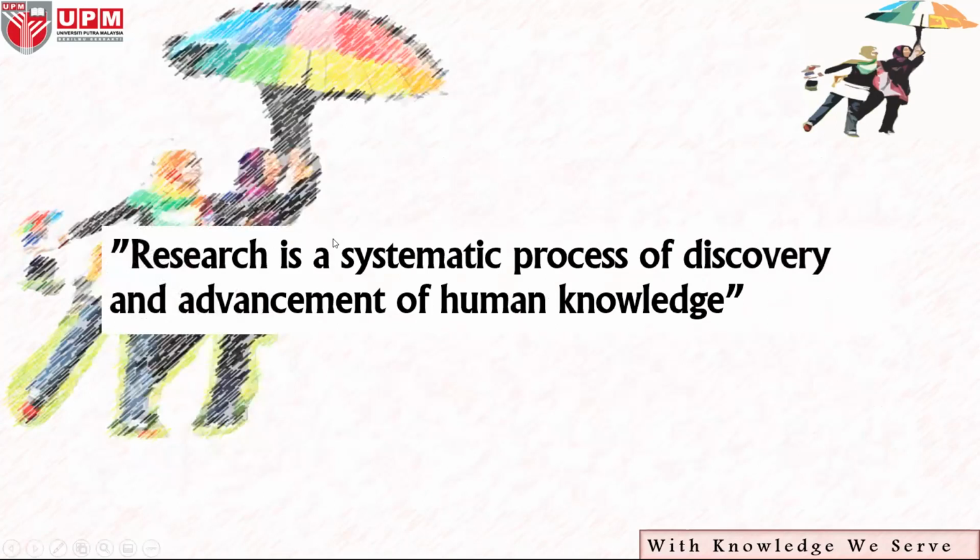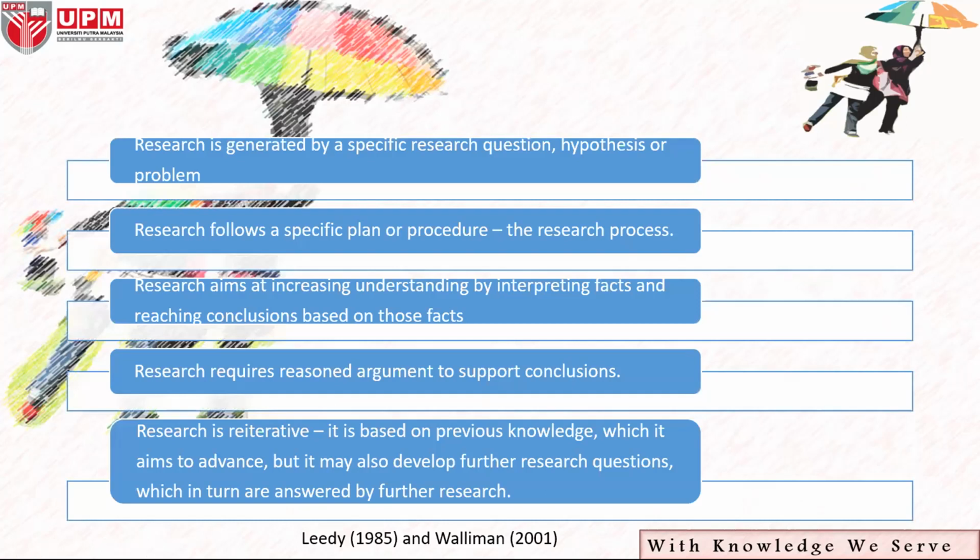Okay, so research. In summary, it is a systematic process of discovery and advancement of human knowledge. So in research, there will be a systematic process which we will learn after this. So what are those systematic processes? The main purpose is to discover and advance human knowledge, or to discover new knowledge. That's why knowledge is very transforming, and every day we can find new knowledge. So this is actually part of the research effort.